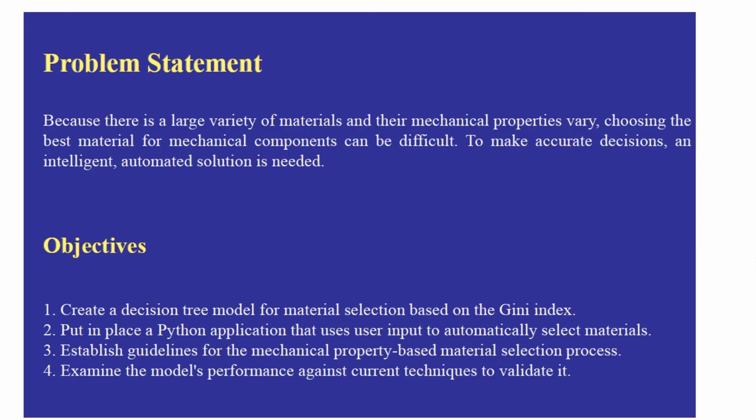So, can machine learning help us? Obviously, the answer is yes. An intelligent automated solution is the need of the hour. So, what are the objectives? We need to create a decision tree model for material selection based on certain indices, which I will discuss further today, either entropy or information gain or Gini index, and you have to build a Python application. Almost all the modeling is done by Python, which can use the input data sets and then automatically select the material. Remember, the algorithm is DT.